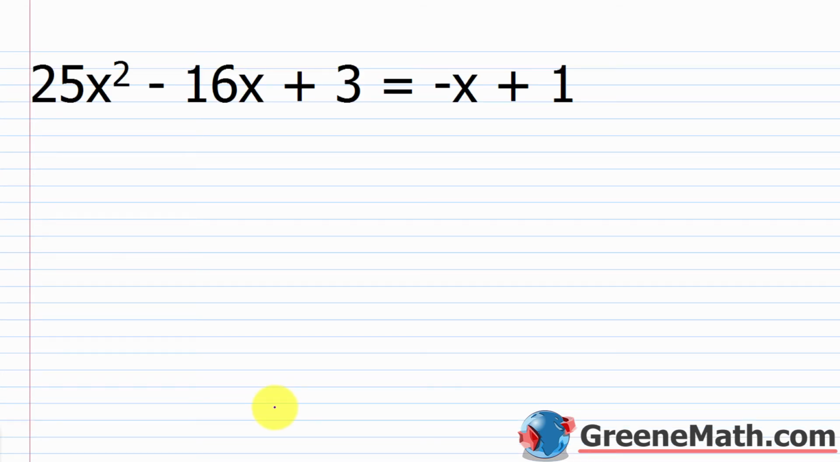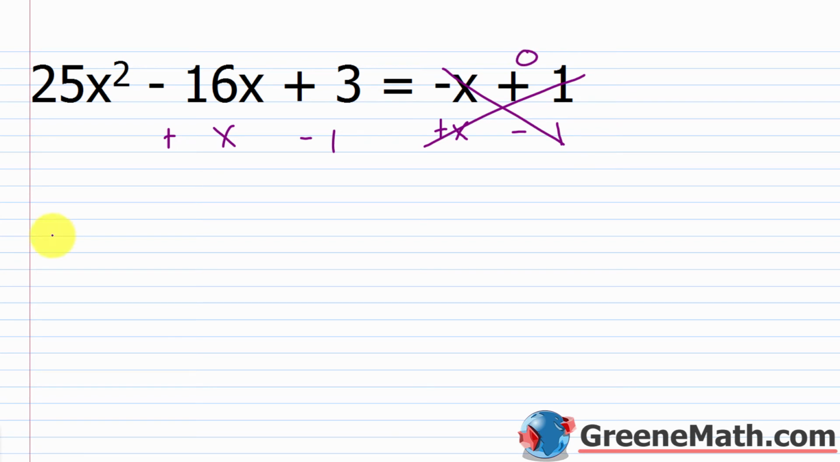So we have 25x squared minus 16x plus 3. And this is equal to negative x plus 1. So again, move everything over to the left. So I'm going to add x to both sides of the equation. And I'm going to subtract 1 away from each side of the equation. So the right side has canceled, and it is now 0.